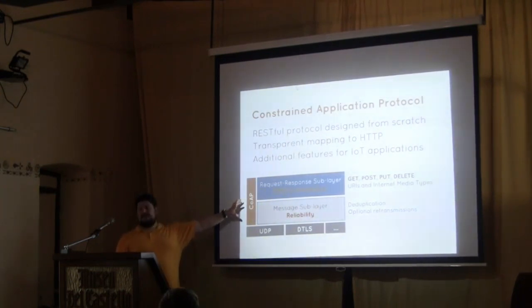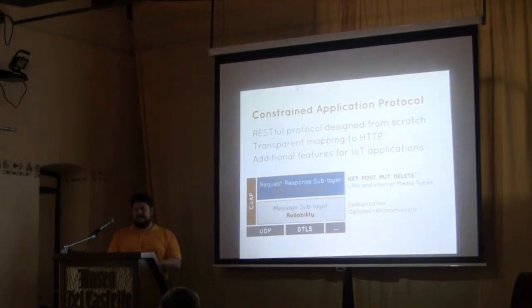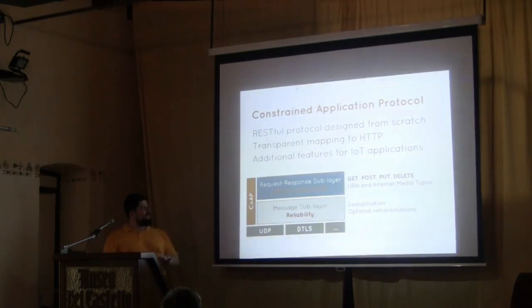And you basically have two sublayers. Because it's UDP, you don't have any reliability. There's a small control layer that gives you this reliability back. So you get deduplication, so that you don't execute requests twice. And if your application needs it, usually you need it, you also have reliable transport, so you have retransmissions and so on. And then there's the request response sublayer, and that helps you with the RESTful interaction. So that's where GET, POST, PUT, DELETE, the options and using URIs and so on is implemented.